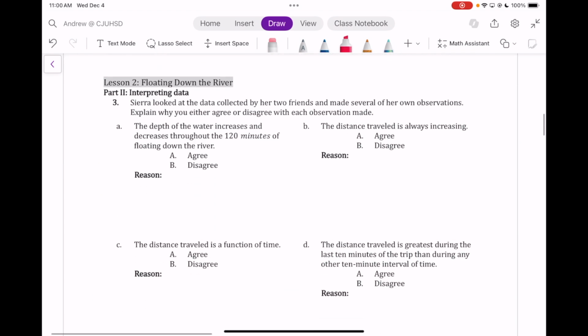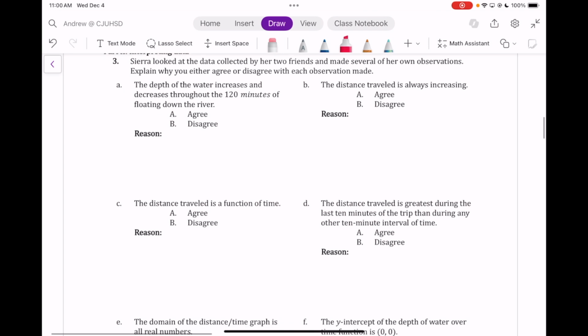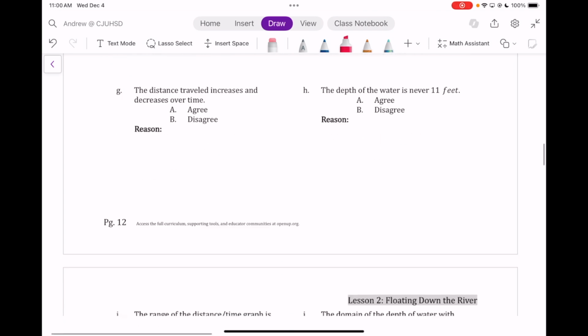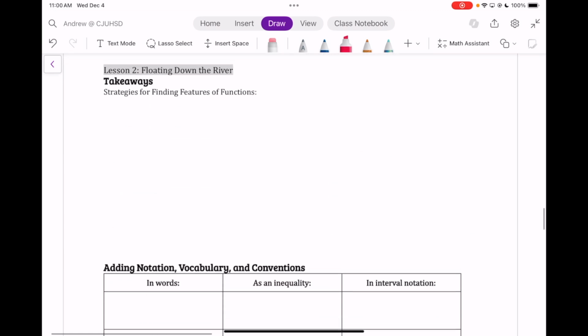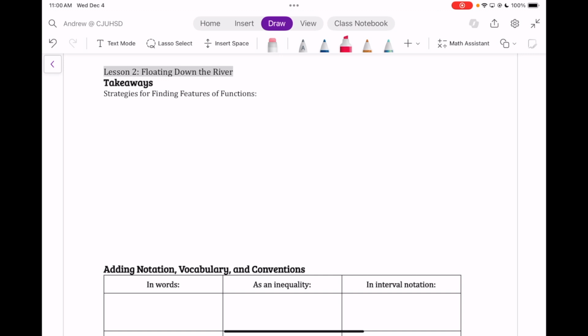There's a number of questions after that to see if we understand what happened. We didn't have time to do these in class today. And if there's any takeaways, we'll get those next time before we start the Ready, Set, Go.